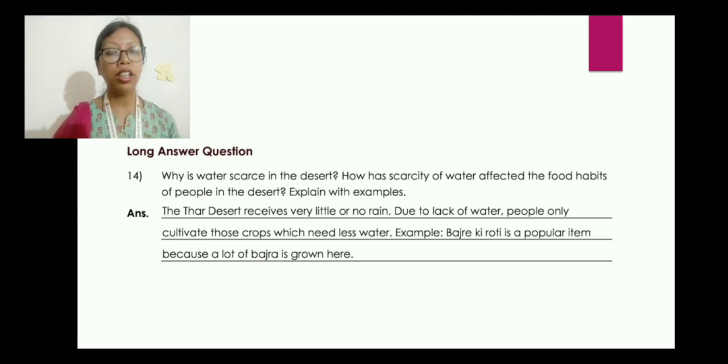Now let us come to the workbook. So we have question number 14. Why is water scarce in the desert? How has scarcity of water affected the food habits of people in the desert? Explain with examples. Now here the answer is that the Thar desert receives very little or no rain. Due to lack of water, people only cultivate those crops which need less water. Now which are the crops? Jowar, bajra, etc. For example, bajra ki roti is a popular item because a lot of bajra is grown here.